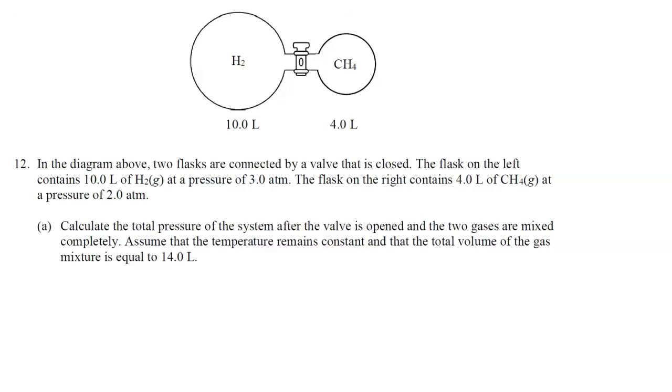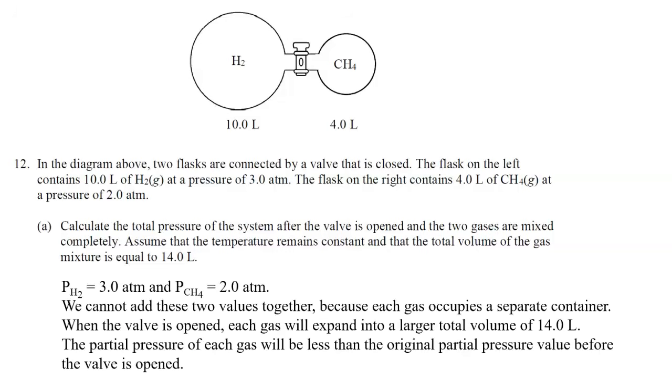And it's very tempting to simply take those two pressures and add them together. 3 plus 2 is 5. But we can't do that. The pressure of the hydrogen right now is 3 atmospheres. The pressure of the methane right now is 2 atmospheres, but the valve is closed. And so we can't just simply add these two pressure values together, because each gas right now occupies a separate container. And once that valve is opened, each gas will expand into a larger total volume of 14 liters.